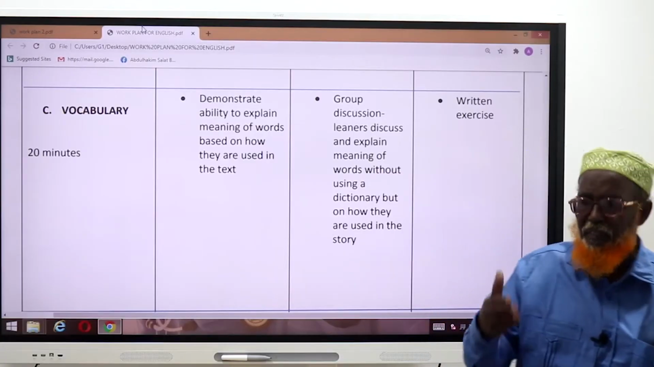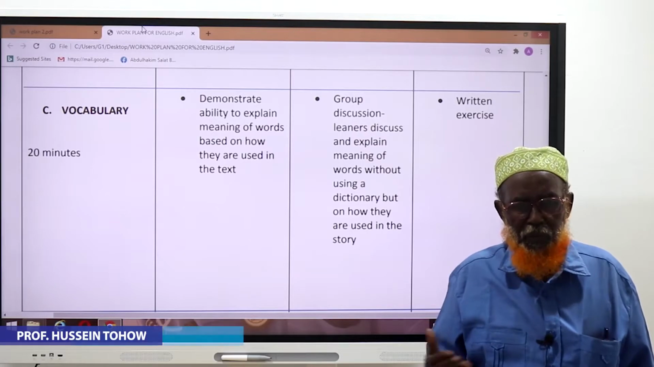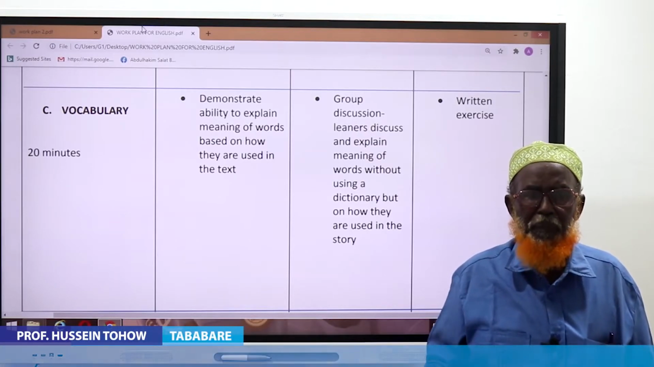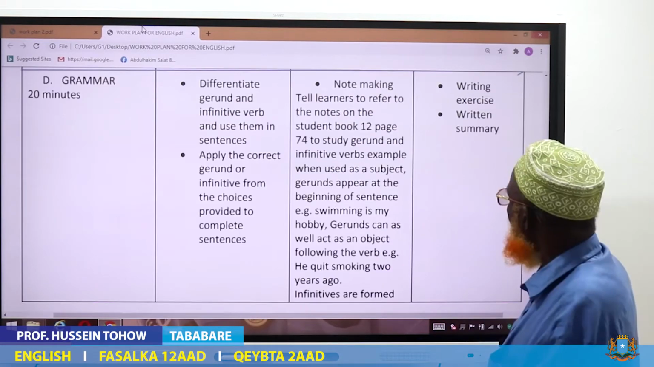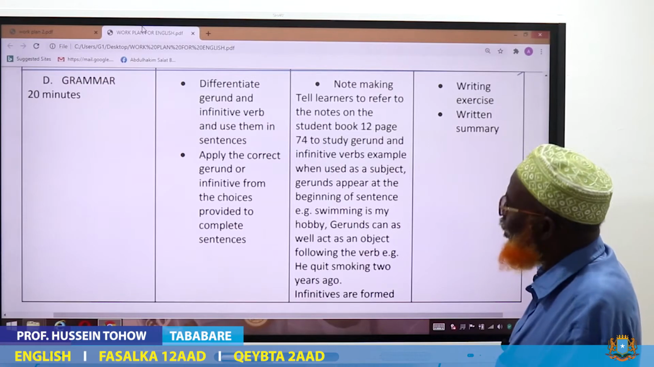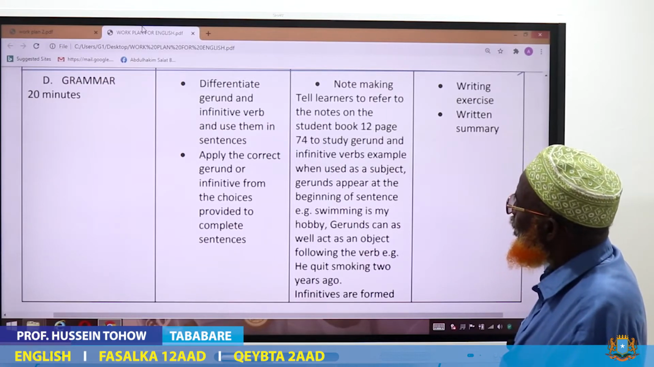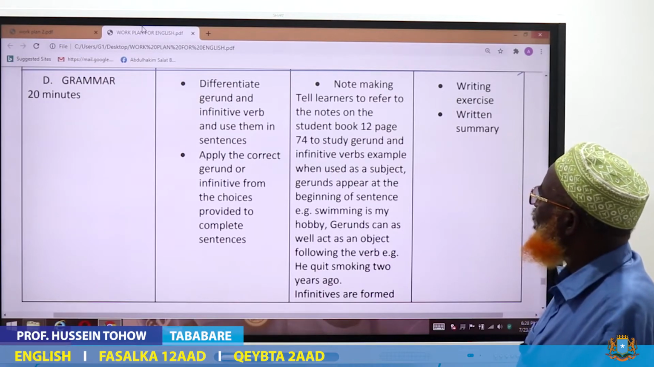The teacher, if you put the emphasis on how to use these vocabularies, your students will develop the skills of the language properly. Okay, in grammar, we also differentiate gerund and infinitive verbs.